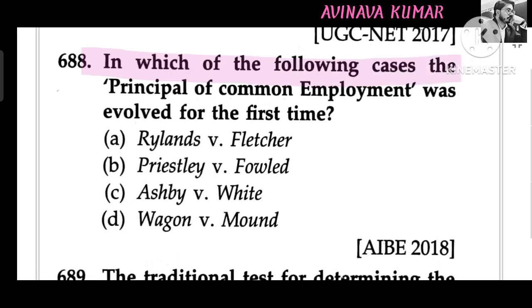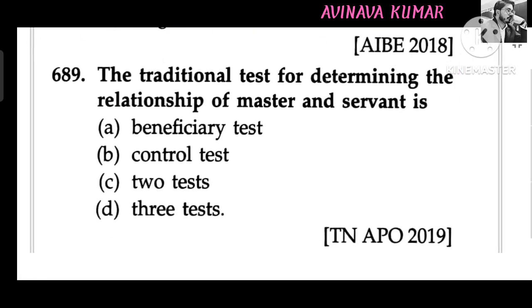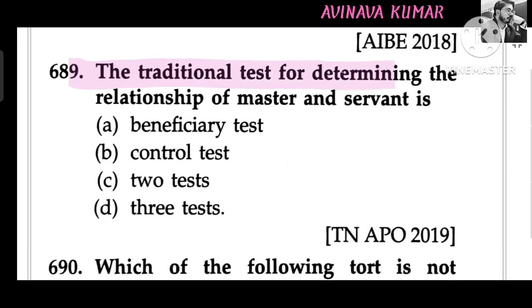In which one of the following cases was the principle of common employment evolved for the first time? Answer: Priestley versus Fowler. The traditional test of determining the relationship of master and servant is the control test.